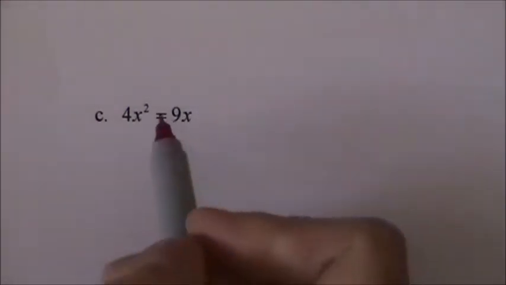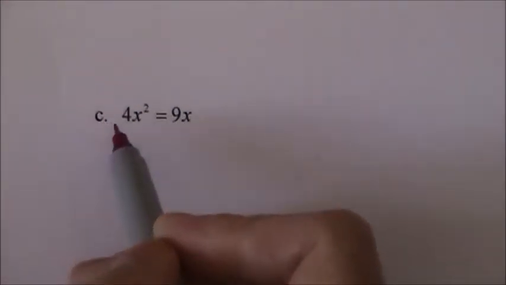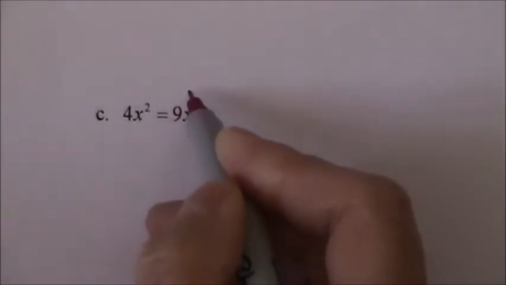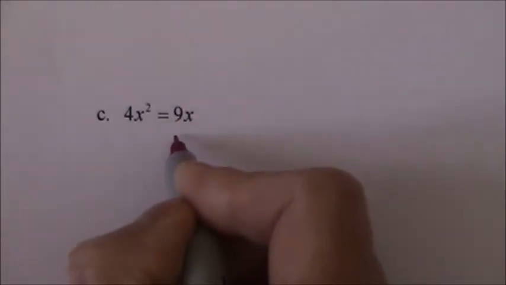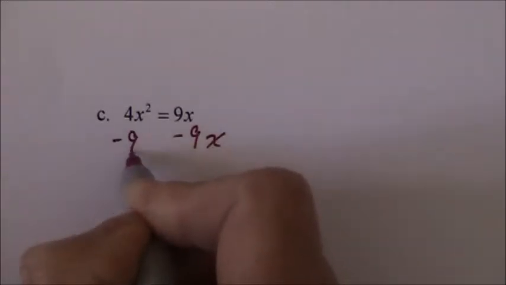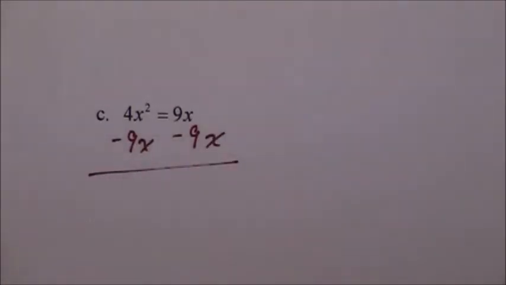Before we can factor this one, we need to move everybody to the same side. Here our x squared is positive, so we're going to move our 9x to the other side. This is a positive 9x, so we're going to subtract 9x from both sides. And part of the reason we're doing this is because it's easier to factor when the x squared is positive than when the x squared is negative.